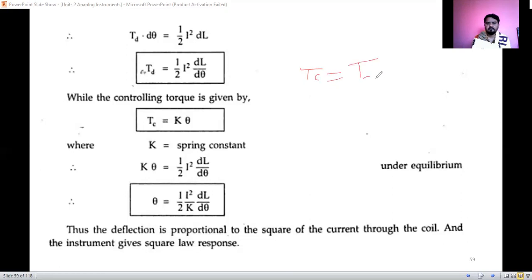Controlling torque equals deflecting torque. So Tc equals K theta, and Td equals 1 by 2 I square dL by d theta. So what is the formula for theta? You send K to this side, so theta equals 1 by 2 I square by K into dL by d theta. We can write it like this.